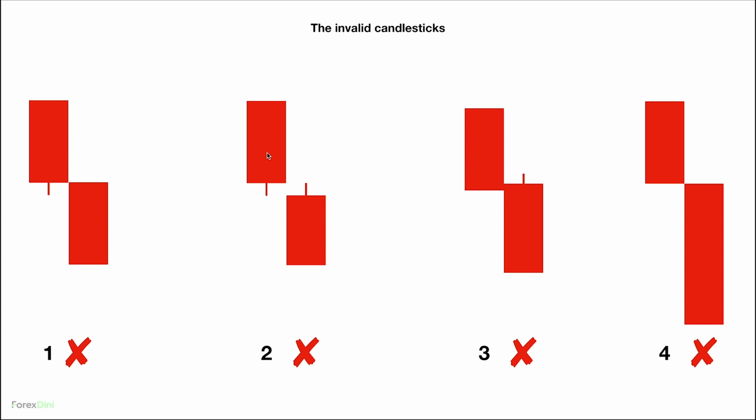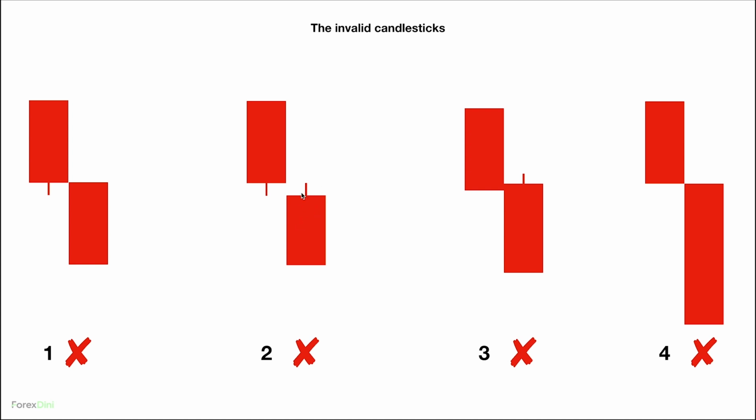Now, number 2, we have the first candle, second candle. What's the problem? Well, the second candlestick is touching the first candlestick, right? The wick of the second candlestick is touching the bottom wick of the first candlestick, which is why it's invalid. Golden rule number 1, second candlestick must completely open above or below the first large candlestick. There are no exceptions to that rule.